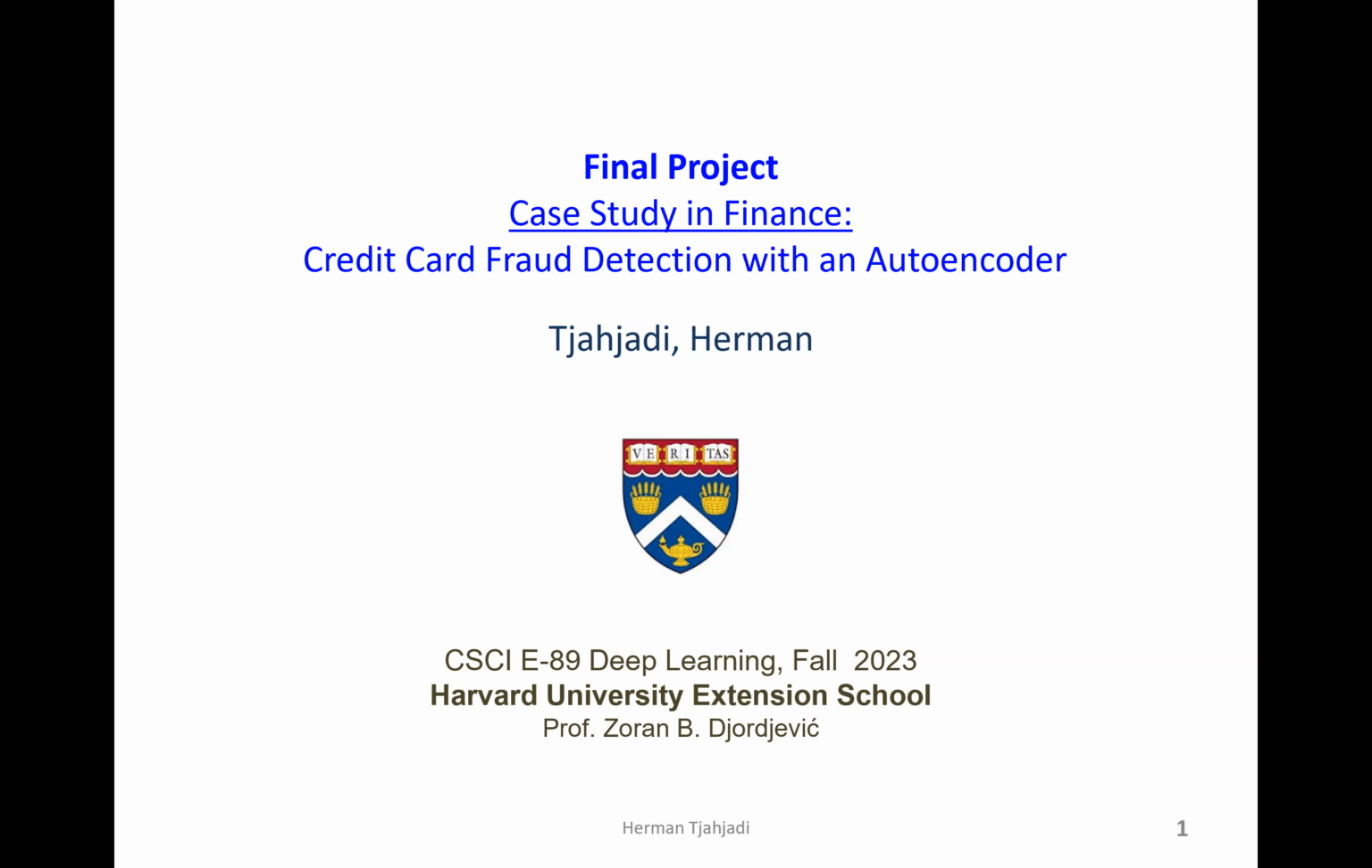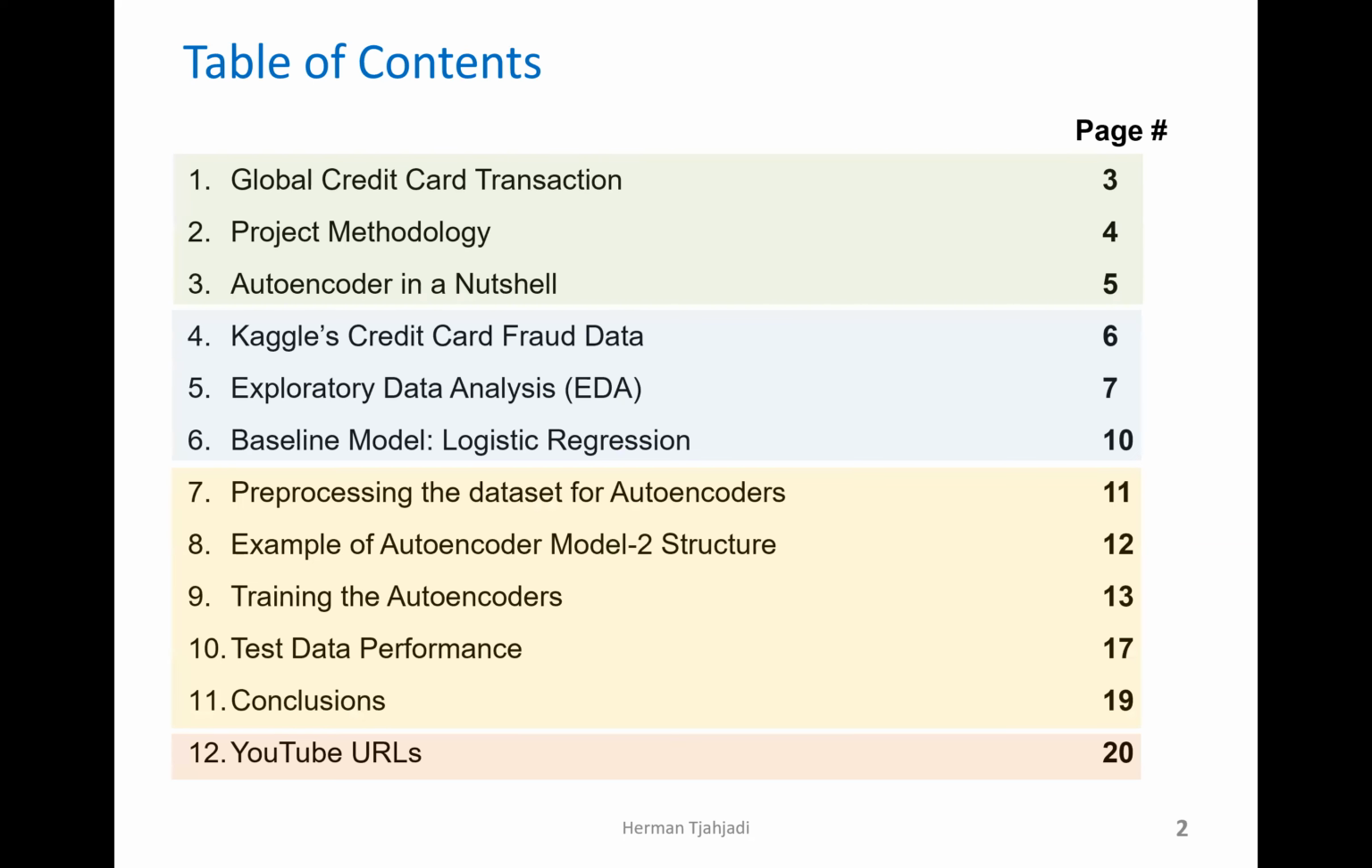Hi everyone, I'm Herman and I'm going to talk about credit fraud detection with an autoencoder. We'll talk a bit about global credit card transactions and then the project methodology. Then we'll dive into the EDA and then I'll show you the logistic regression as the baseline model that we're going to use as comparison for the autoencoders. So that's pretty much about it.